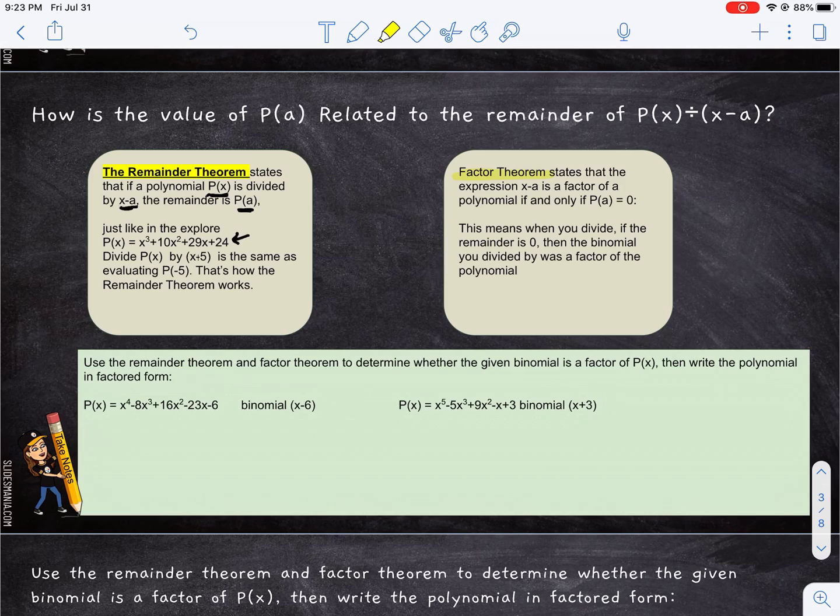The second topic is the factor theorem, and it states that the expression, or your binomial, your x minus a, will actually be a factor of the polynomial if when you evaluate that, you get a remainder of 0. So anytime you get a remainder of 0, that tells you that that binomial is a factor of the entire polynomial. Okay, and that's kind of where we're heading over the next couple days with these things.